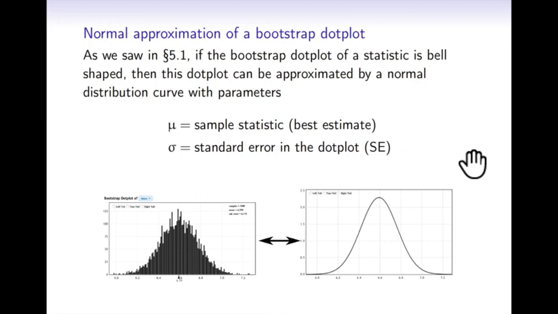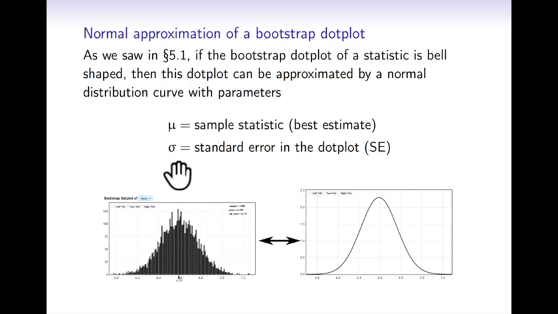Now, here's what we're going to do. We've just done some work using a dot plot, but now I want to show you how you can effectively do the same work using an associated normal curve. So as we saw in section 5.1, if the bootstrap dot plot of a statistic is bell-shaped, then this dot plot can be approximated by a normal distribution curve with parameters that are drawn from the dot plot. So we just let mu be the sample statistic or best estimate. That's essentially the axis of symmetry for a dot plot. And we let sigma be the standard error, or the SE, of the dot plot.